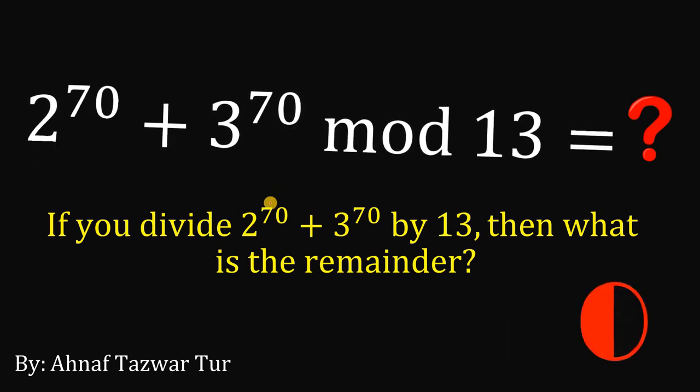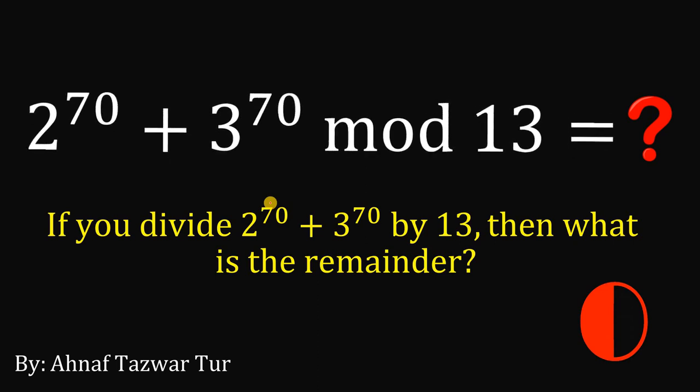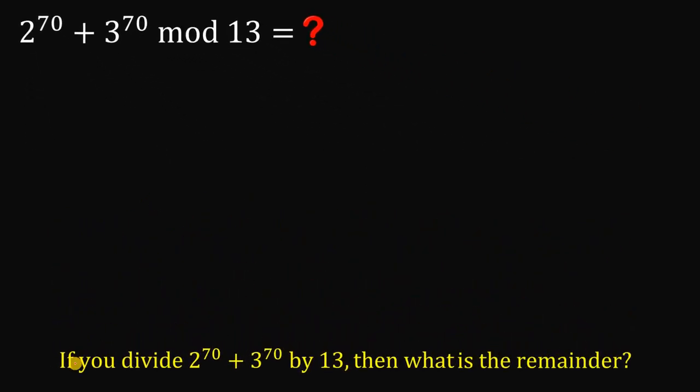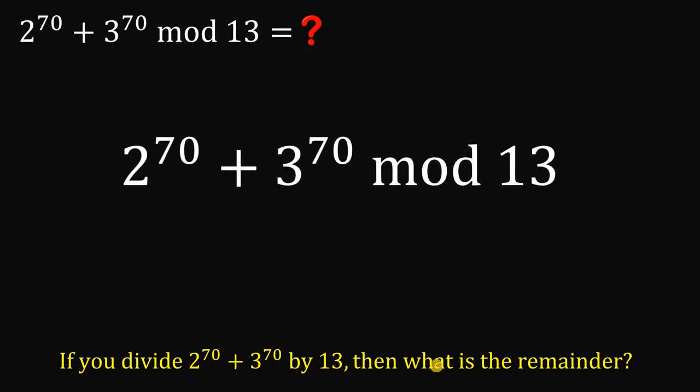And now, let's answer this question together. So, if you divide 2 raised to 70 plus 3 raised to 70 by 13, then what is the remainder? In notation, we have here 2 raised to 70 plus 3 raised to 70 mod 13. Now, to answer this question, we will use the concept of modular arithmetic.